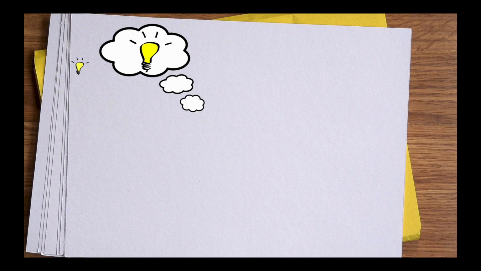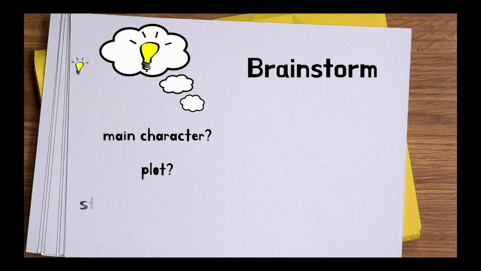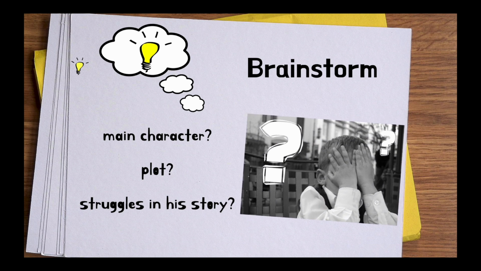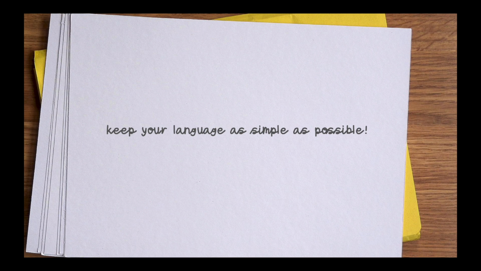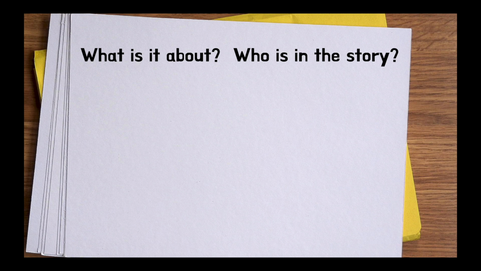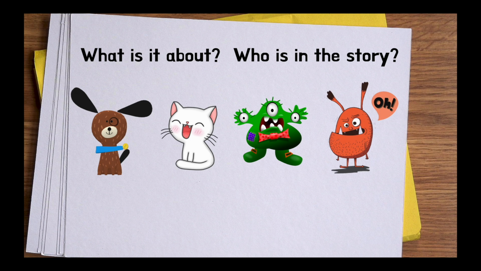Let's do this. Since the child is too young to understand the definition of main characters, plot, and struggles in a story, make sure to break everything down and keep your language as simple as possible. First, ask the child what the story is about. Simply ask him or her, what is it about, or who's in the story? Depending on the child, the response could be anything, right? A dog, a cat, an alien, a monster, whatever. You could then ask a follow-up question about the main character. What's his name? What does he look like?